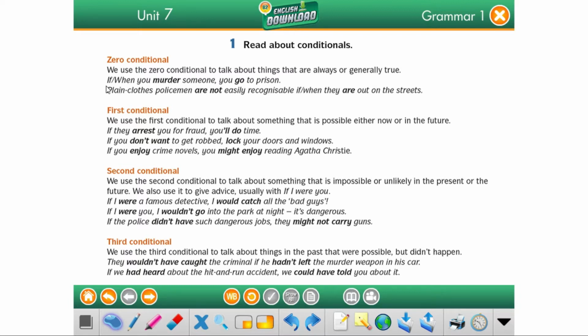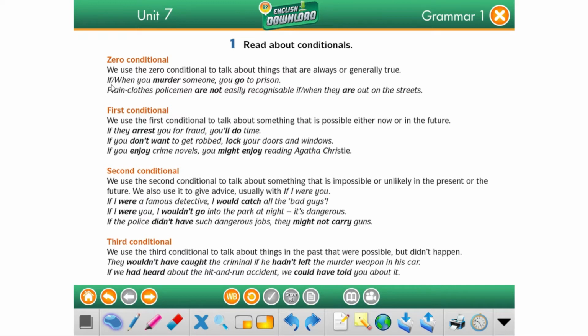And in this case, remember that when we talk about conditionals, we use the conditional if. So we use two sentences, the if clause and the main clause. In the case of the zero conditional, we can use if or when in our if clause, and it is written in present simple. If you murder someone or when you murder someone, comma, you go to prison. In this case, you go to prison is my main clause and also is expressed in present simple.